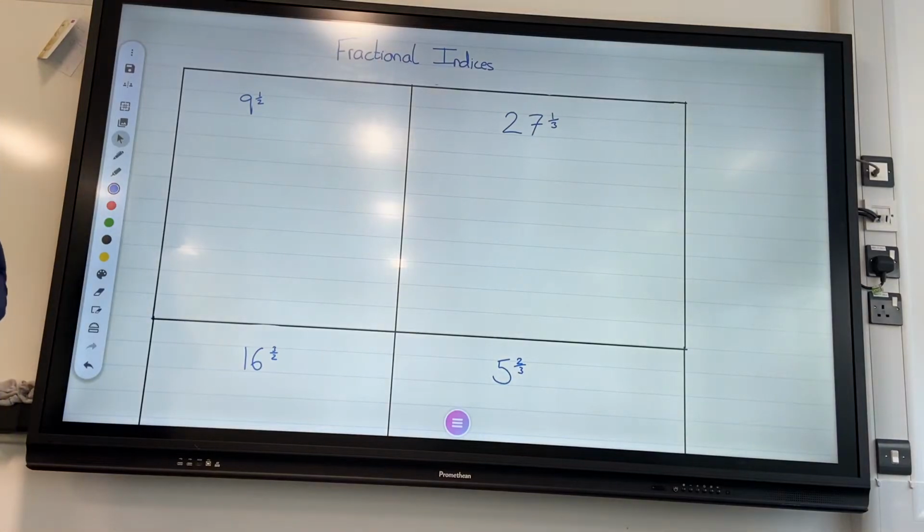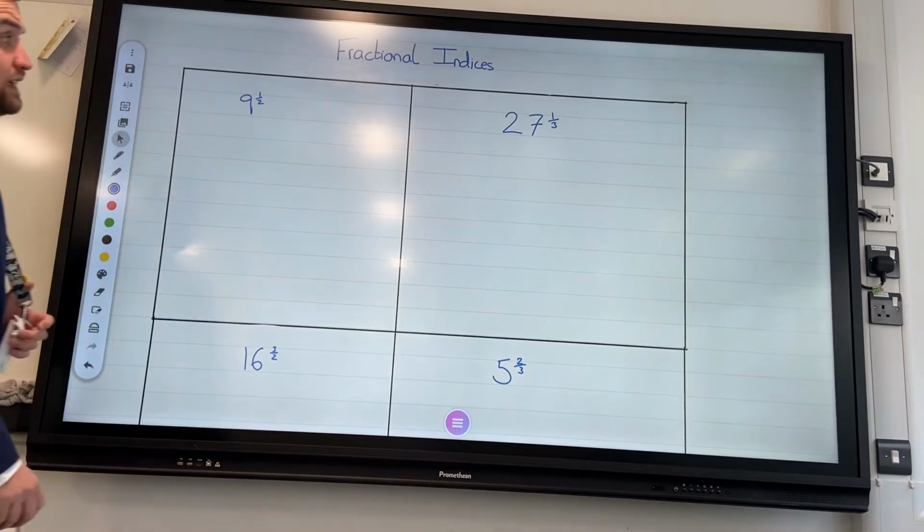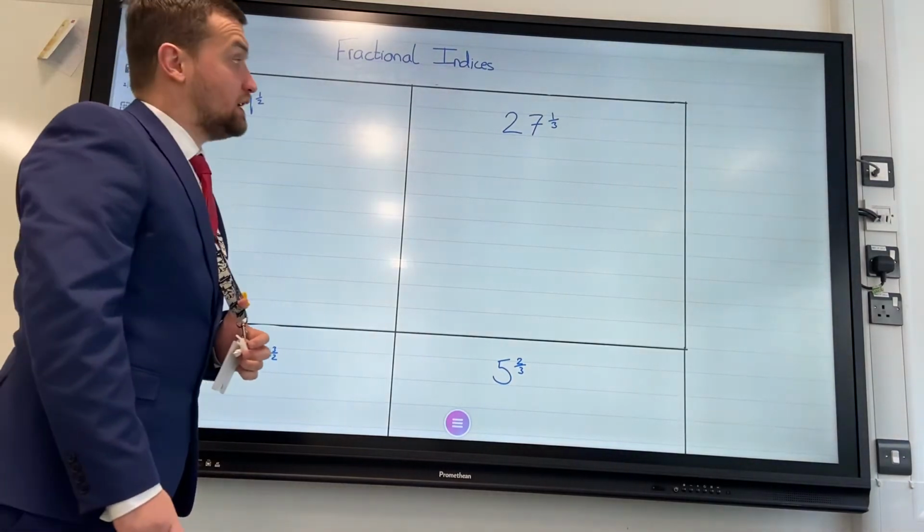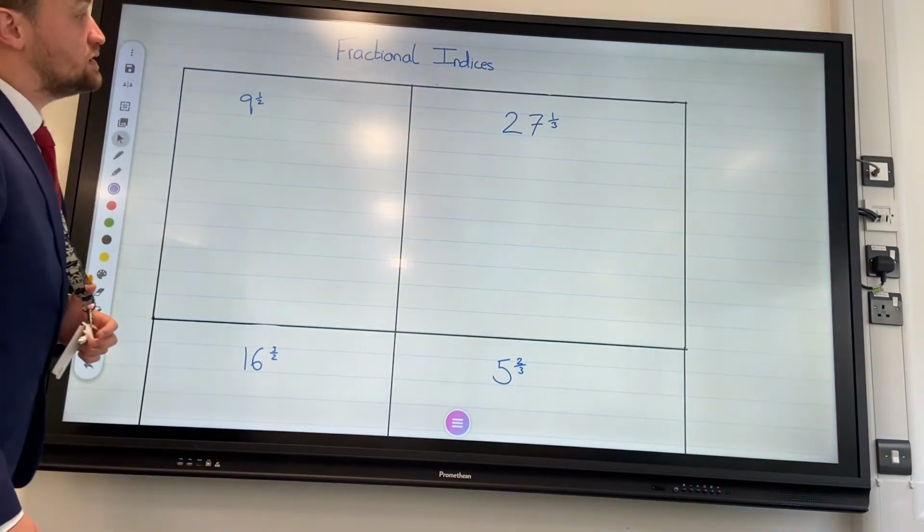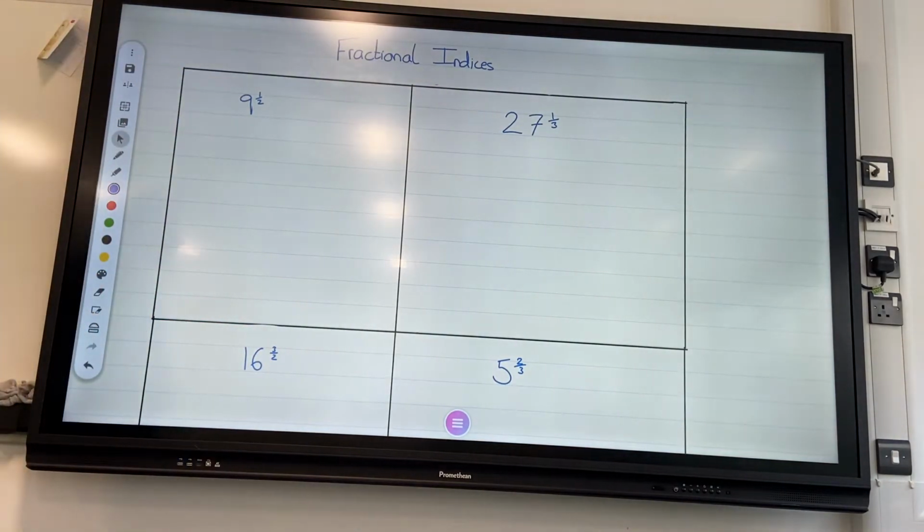Okay, welcome back. New topic for us this week is going to be fractional indices, building on what we did last week on indices. Index notation is what you could get in your GCSE right at the start of the paper. It's not usually the most challenging of questions, but ones that we could easily lose marks on.